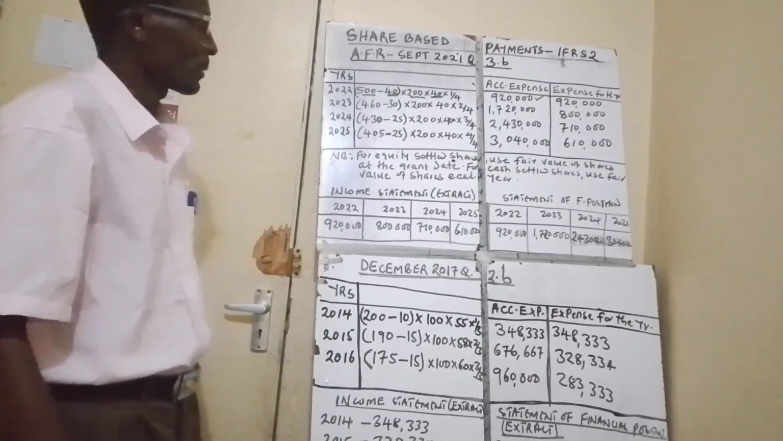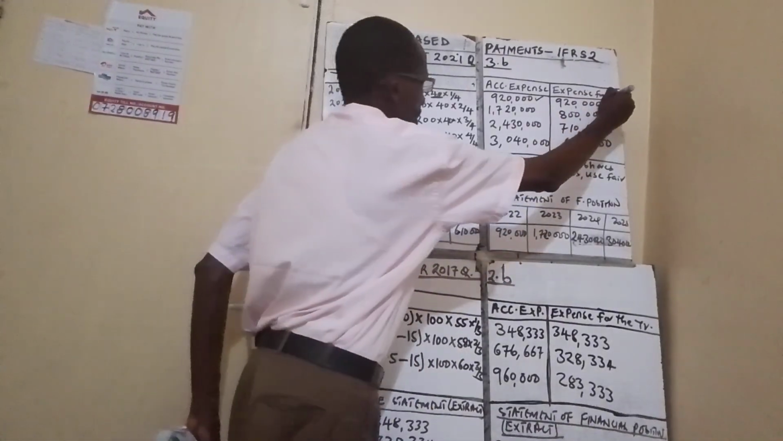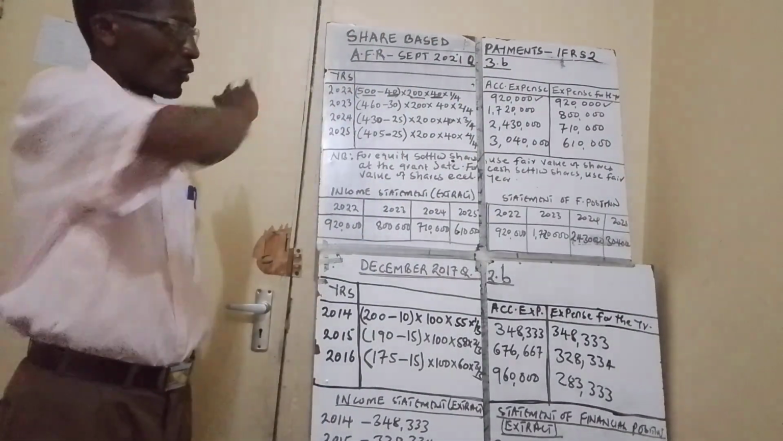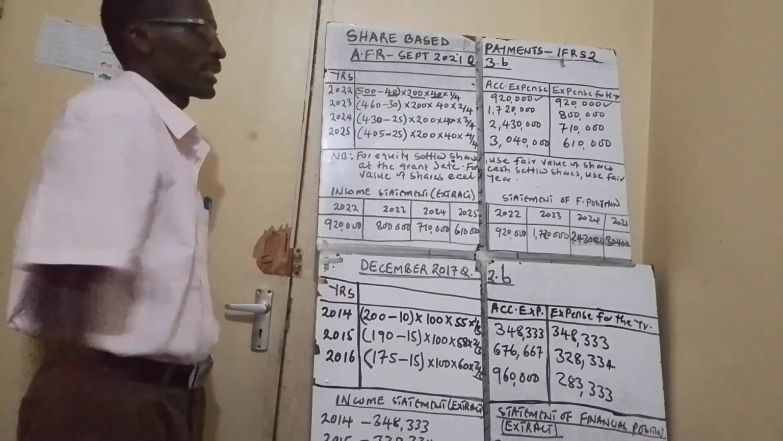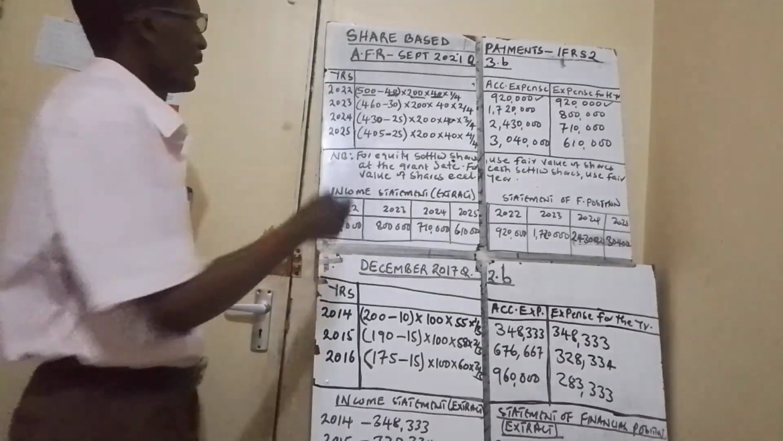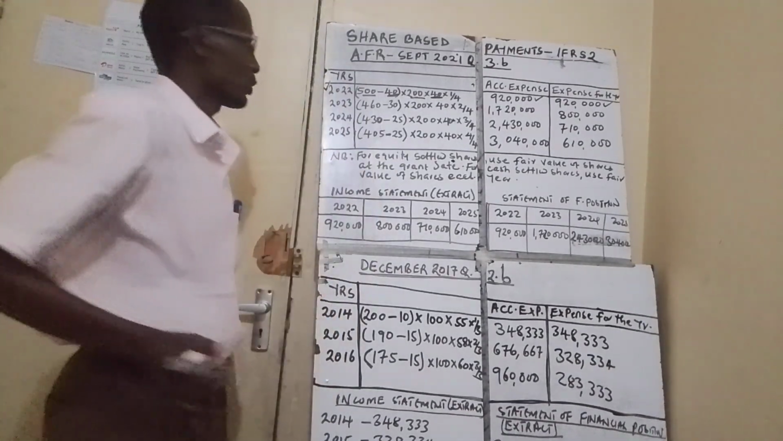Accumulated expense for that particular year will be the same as the expense for that year. So for the first year, the accumulated expense will equal the expense for that particular year. That's for the first year, 2022.